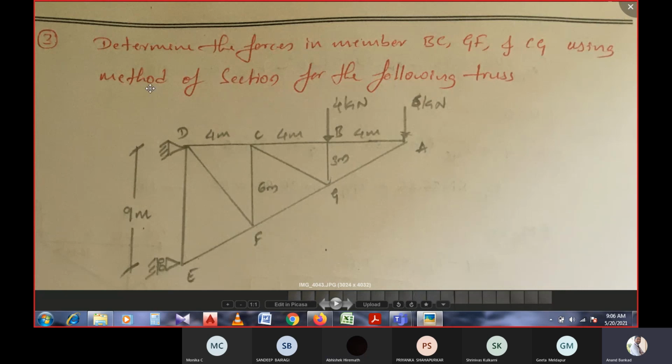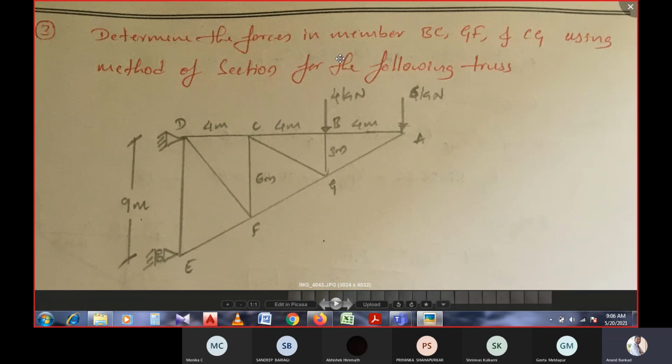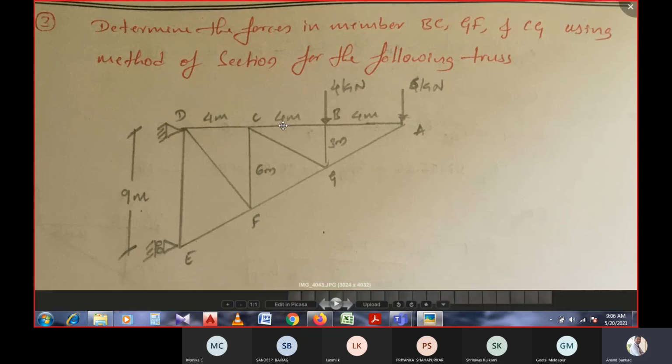So here the question is to determine the forces in the members BC and GF. Please also observe the cursor, and CG after that is one of the members asked to calculate the forces. So CG is here. These three members, BC, CG and GF, are asked to calculate by referring to the method of sections. One reason to choose this method is that they need only three member forces.